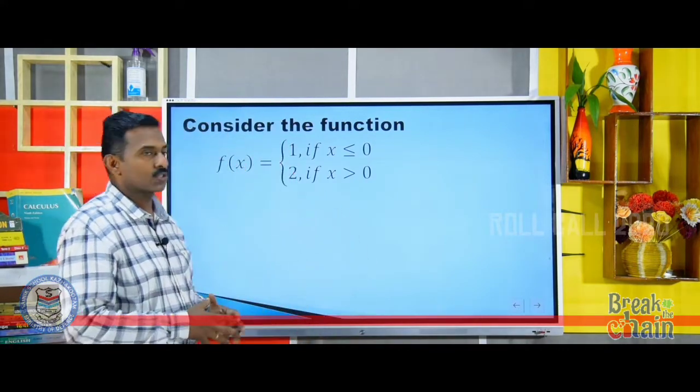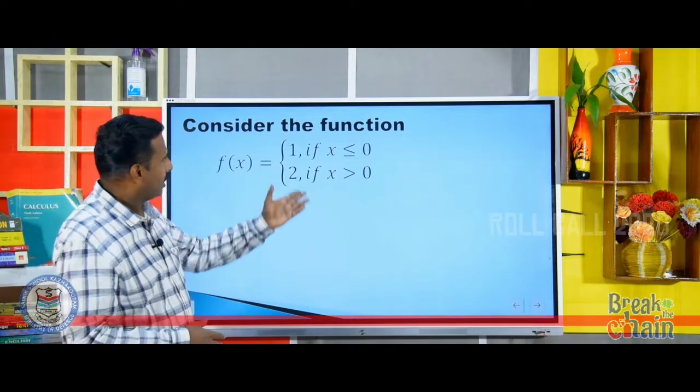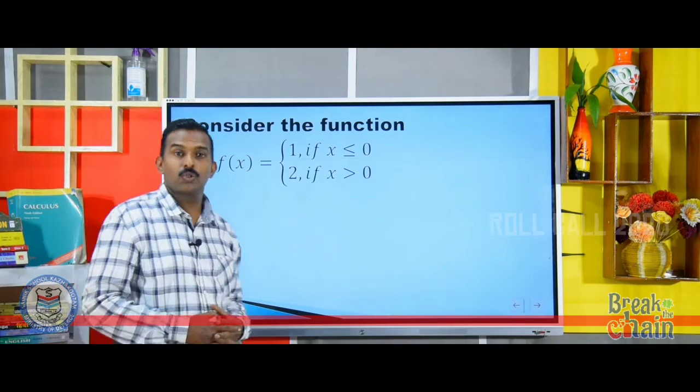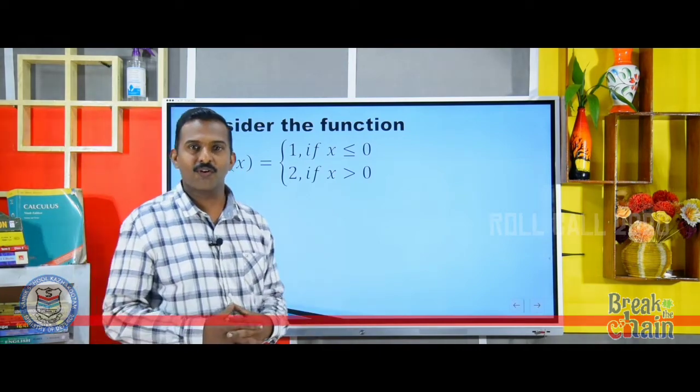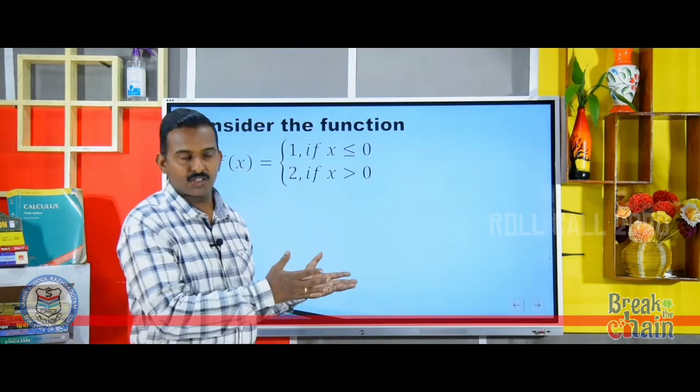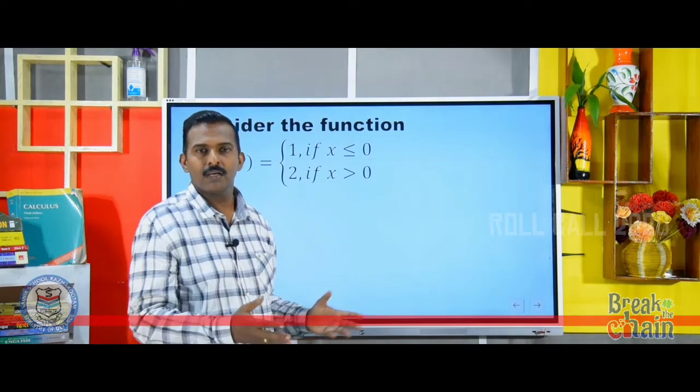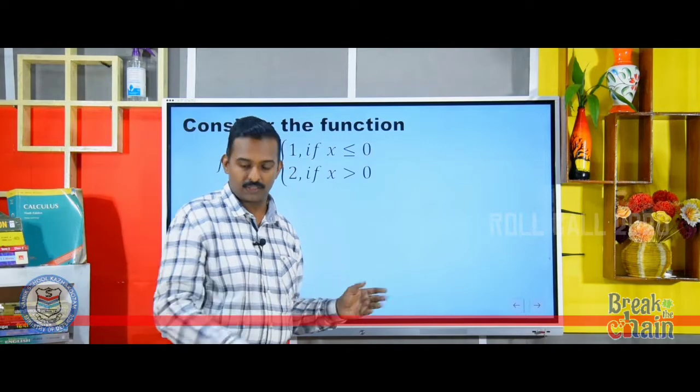Now, consider the function f of x equal to 1 for x less than or equal to 0, and 2 for x greater than 0. Surely the domain of this function is the set of all real numbers, because the function is defined for all positive numbers as well as for all negative numbers. Shall we go through the graph of this function?